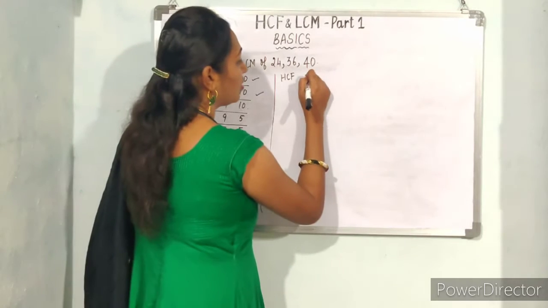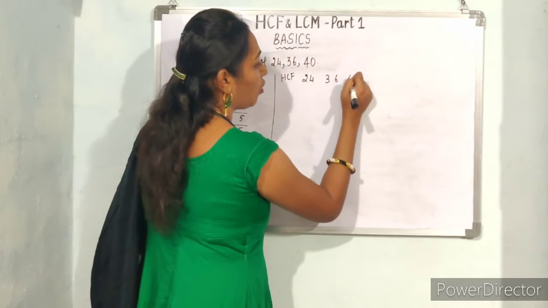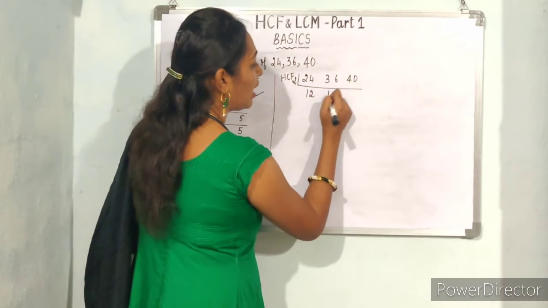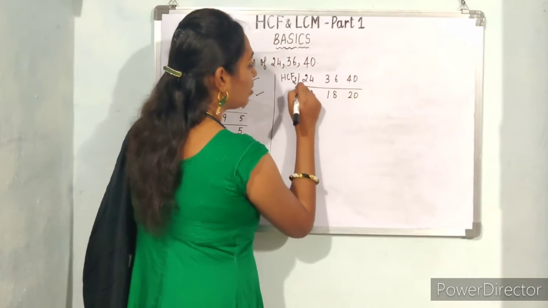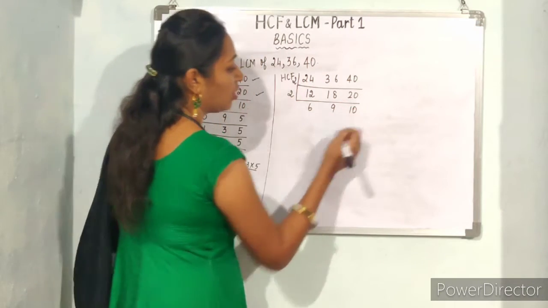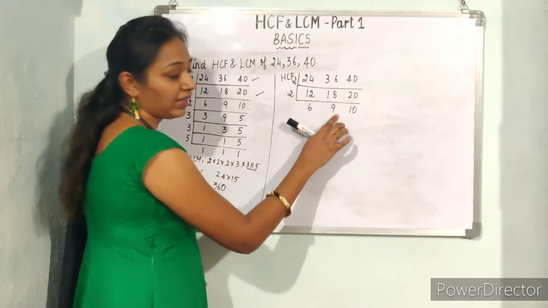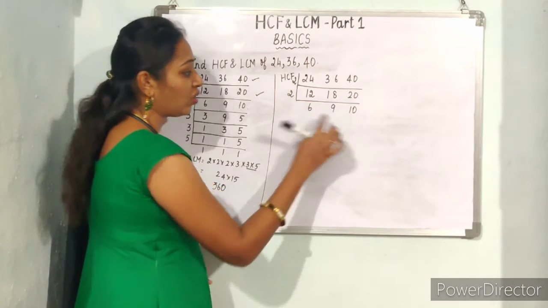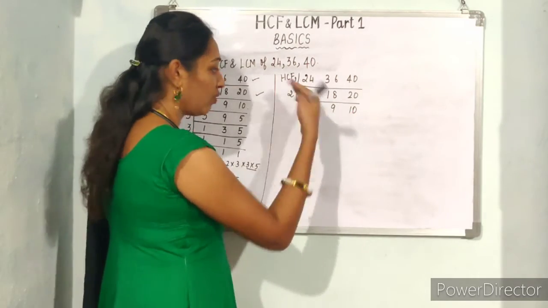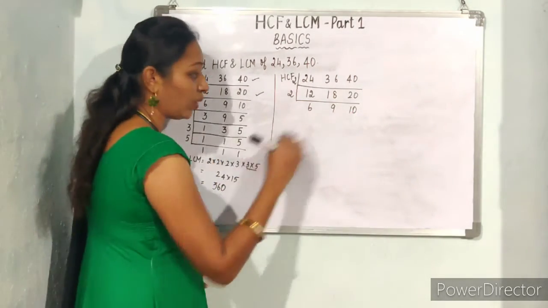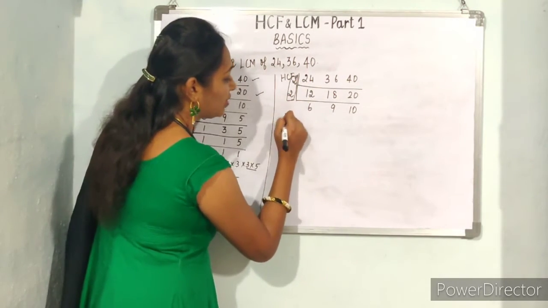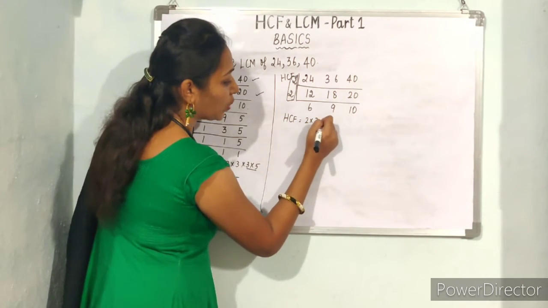So I will show it here. 24, 36, 40 if you take, first it is divisible by 2. So we get 12, 18, 20. Again it is divisible by 2, so we have 6, 9, 10. After this, 6 and 9 are divisible by 3, but 10 is not divisible by 3. 6 and 10 are divisible by 2, but 9 is not divisible by 2. So here we stop. If it is LCM, we just continue till we get 1. But for HCF, you cannot do that. We stop here and take 2 into 2. HCF is equal to 2 into 2, which is equal to 4.